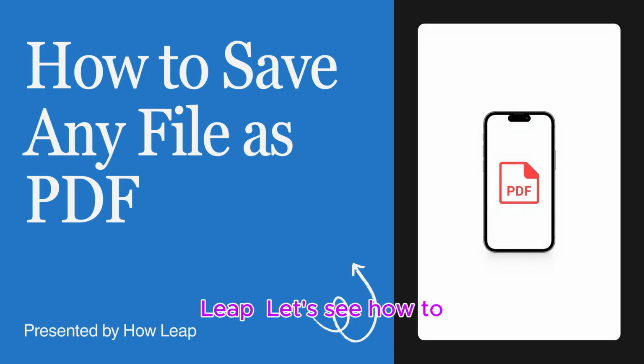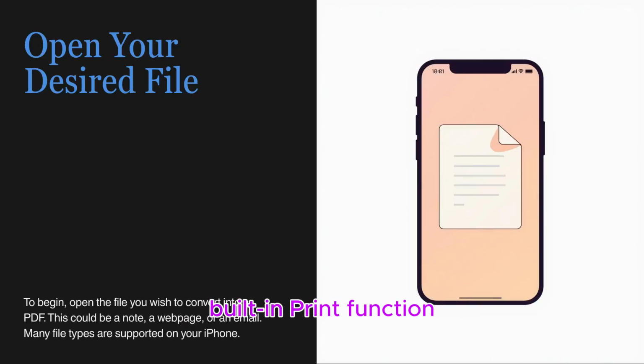You're watching How Leap. Let's see how to save any file or document as a PDF on your iPhone. The easiest method uses the built-in print function.